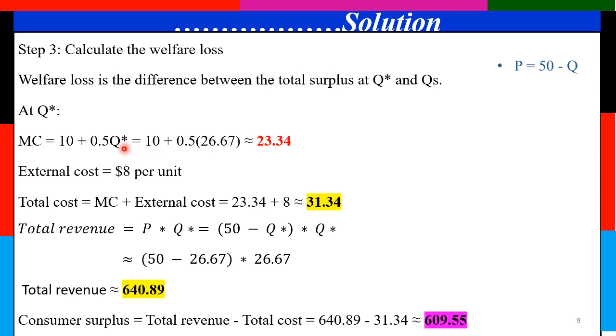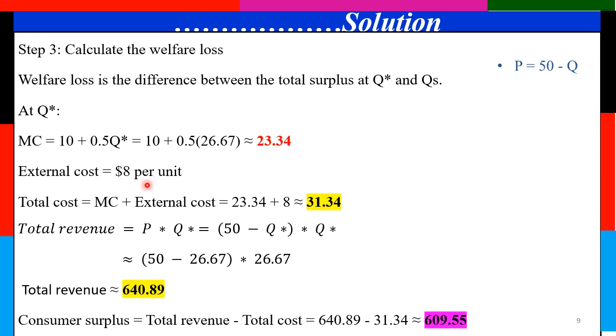When you multiply 0.5 by this number and add 10, you can get the marginal cost, which is approximately 23.34. External cost is already given.